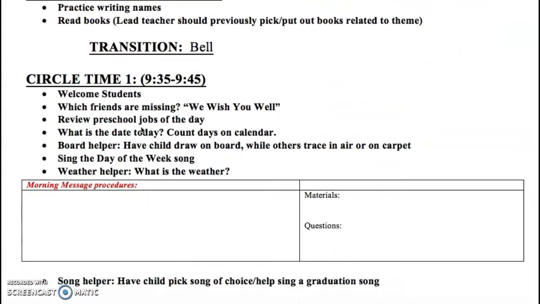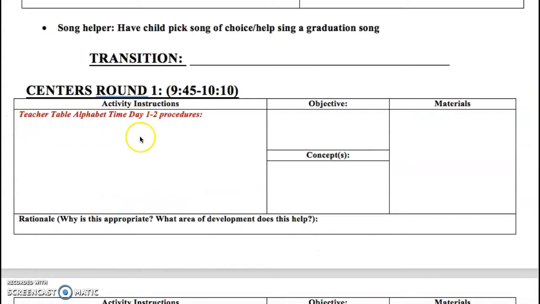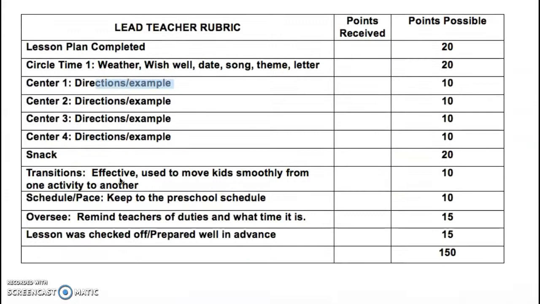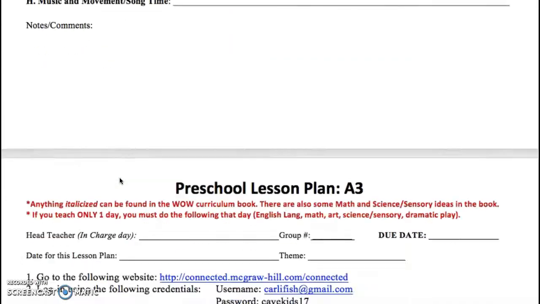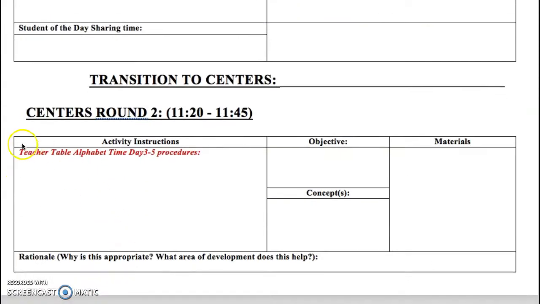So A2, you have two things, the morning message and the teacher table alphabet time. Notice nothing else is red or italicized. Let's go to A3. A3, the only thing red and italicized is the social emotional development activity and then the teacher table alphabet time.